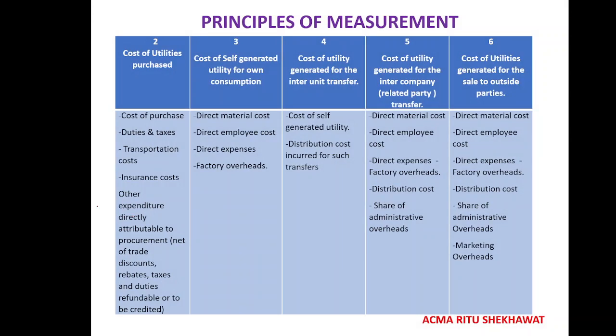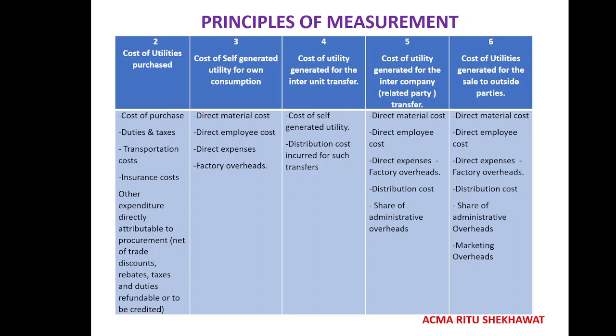Point number 2 says cost of utility purchased. That is, if you are purchasing a utility from outside, then the cost will be the cost of purchase, duties and taxes, transportation cost, insurance cost, and other expenditure directly attributable to procurement, net of trade discount, rebate, and taxes and duties that are refundable or to be credited. These should be added in the preparation of the total cost at the time of preparing the cost sheet.